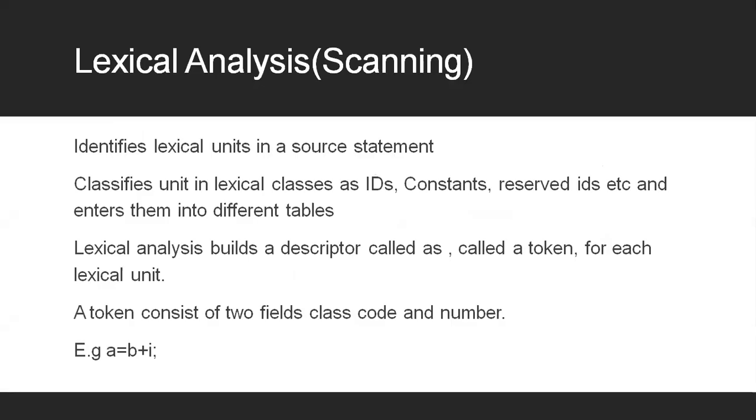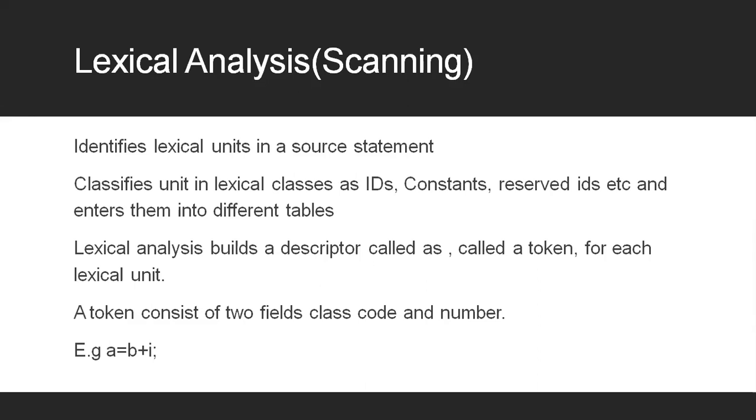So lexical analysis is also called as scanning. So what is the work of scanning? In the previous lecture we have seen, but we'll see in detail now. It identifies lexical units in a source statement. Now what is meant by lexical unit? So each lexical unit is containing lexical classes. What are the classes? Classes are like IDs, means identifiers. The lexical units may be constants. The lexical units may be reserved words. So ID, constant and reserved word are the lexical classes.